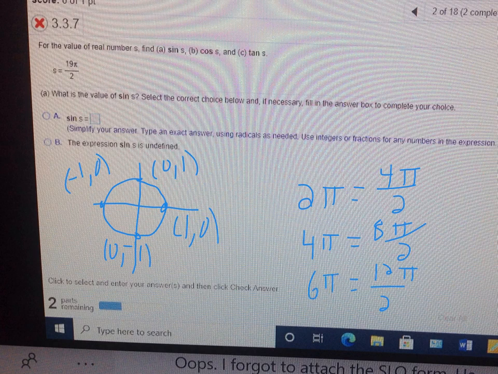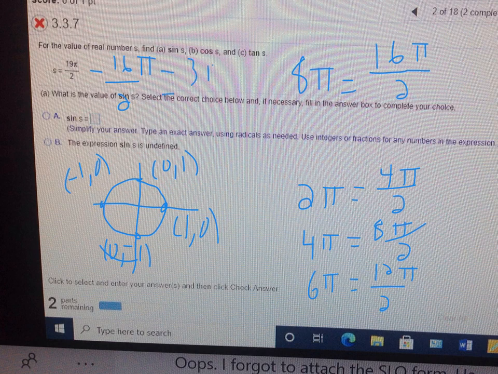If we went around it one additional time, 4 times, that's 8 pi, or 16 pi halves. So that's 4 trips around. We start here, 1, 2, 3, 4 trips around. It's 8 pi or 16 pi halves. So if we subtract 16 pi halves from 19 pi halves, that's 3 pi halves.